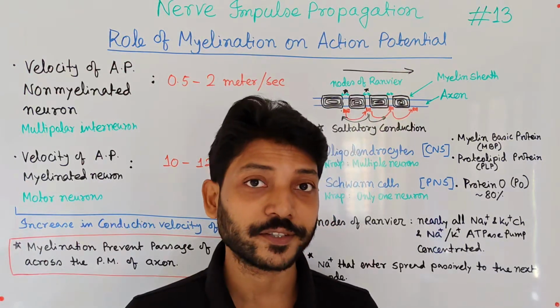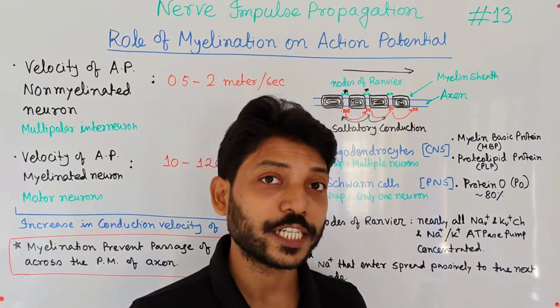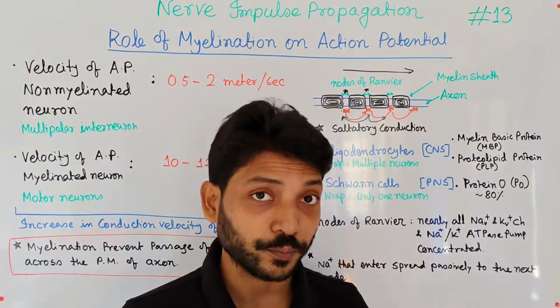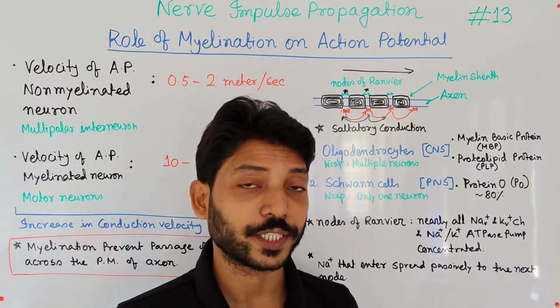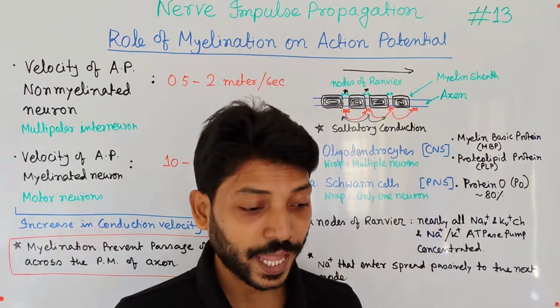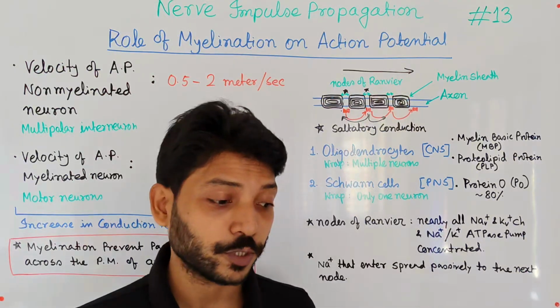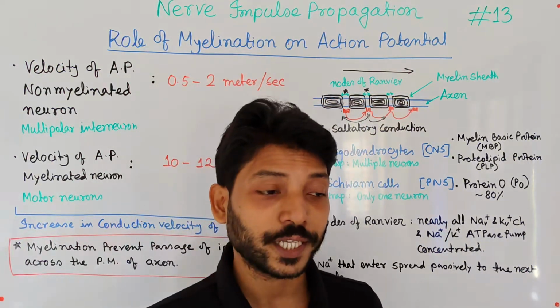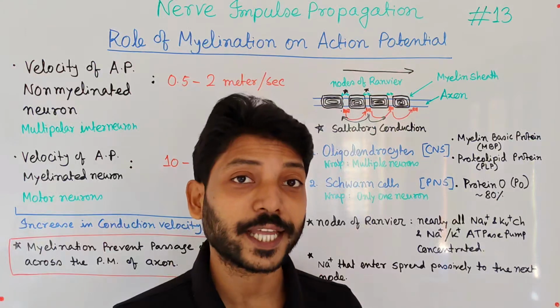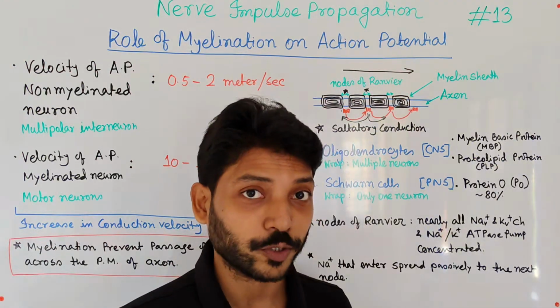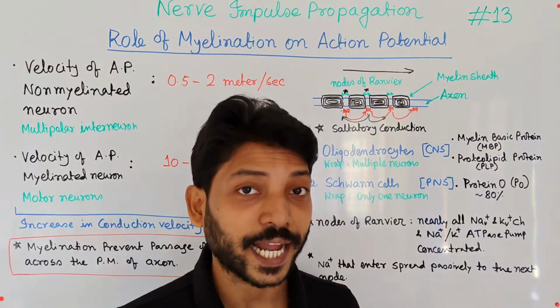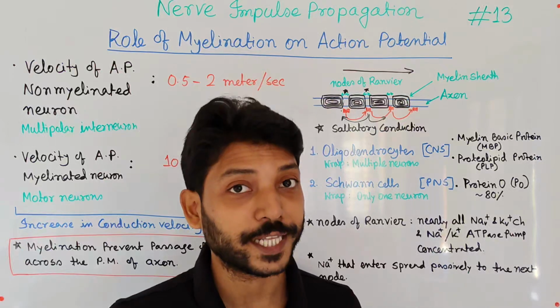In adult humans, there is a motor neuron that innervates the leg muscles. The cell body of this motor neuron is present in the spinal cord, and the length of the axon is approximately 1 meter. Suppose the action potential velocity is 1 meter per second, then the action potential generated in the spinal cord will take at least 1 second to reach the leg muscles.